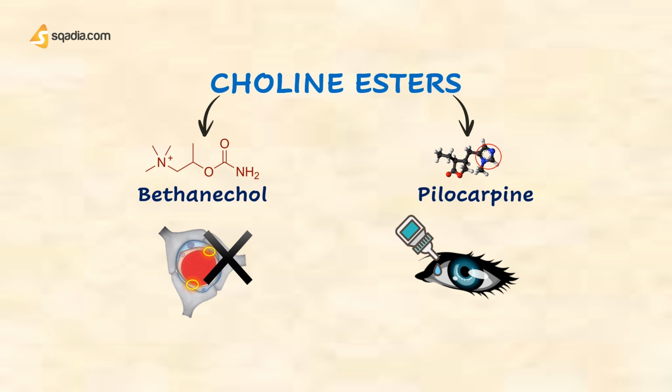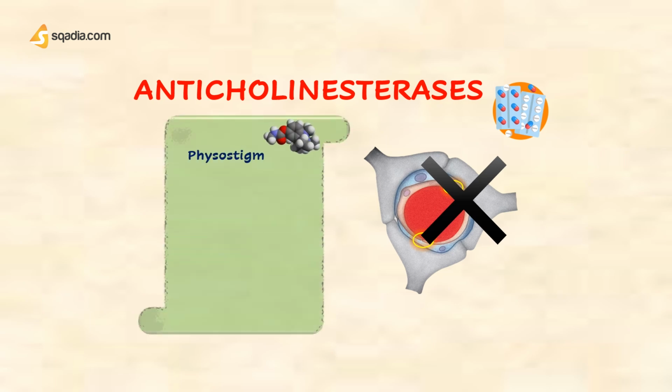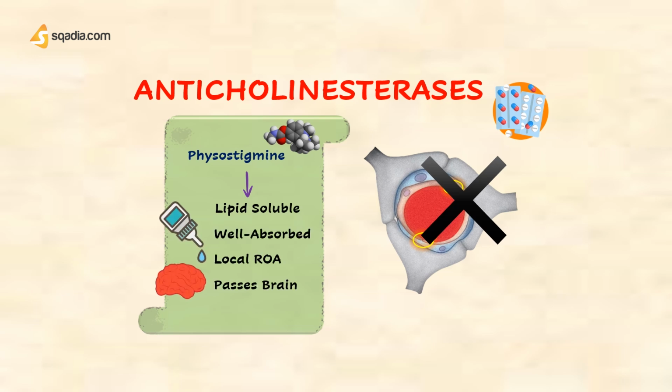Now, let's talk about anticholinesterases. These are indirectly acting cholinomimetics. The commonly used anticholinesterase drugs are quaternary compounds that do not pass the blood-brain barrier and have negligible central effects. They are poorly absorbed orally. Physostigmine is much more lipid-soluble. It is well absorbed after oral or local administration, for example as eye drops, and passes into the brain.